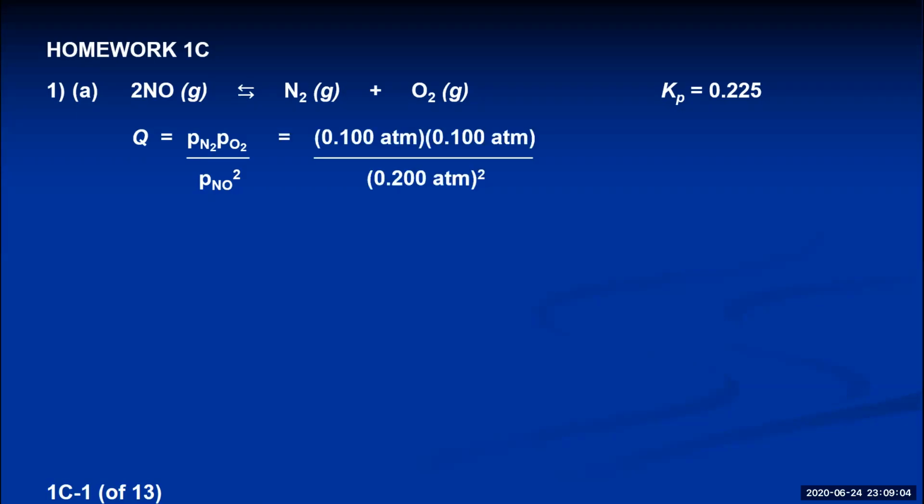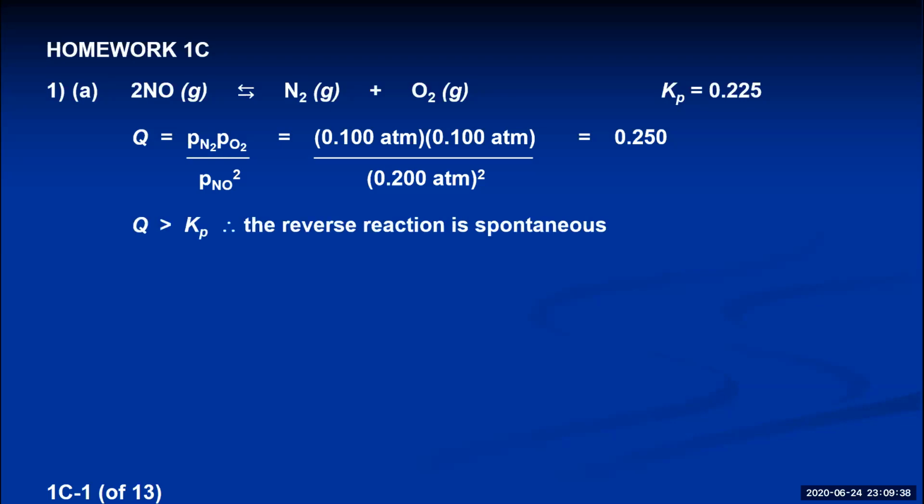If we plug in the individual pressures of each of the different substances into the Q expression, we get a value of 0.250. Because Q is greater than the equilibrium constant and the reaction will eventually reach equilibrium, the Q value will have to change eventually to the equilibrium constant, which means it has to get smaller. So when Q is larger than the equilibrium constant, Q will have to get smaller. And to make Q, the fraction, a smaller number, the denominator will have to get bigger. And the denominator is where the reactants are. And so therefore you'll have to produce more reactants, so the reverse reaction will be spontaneous.